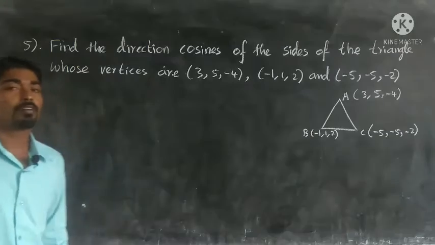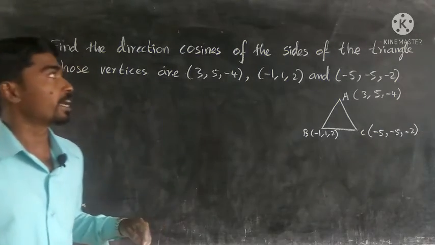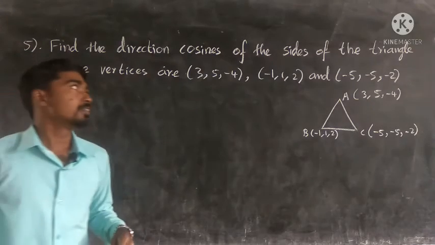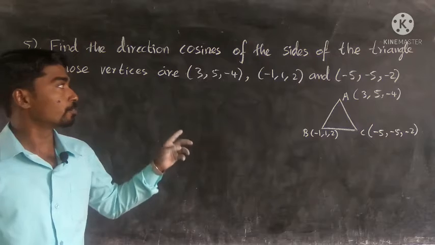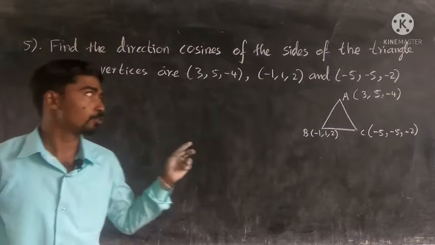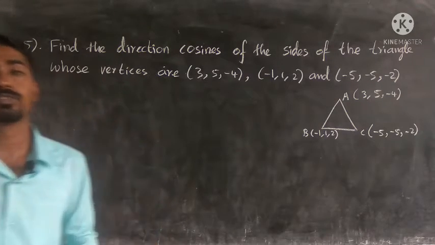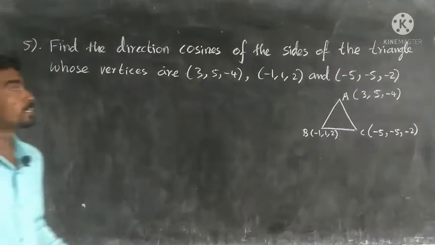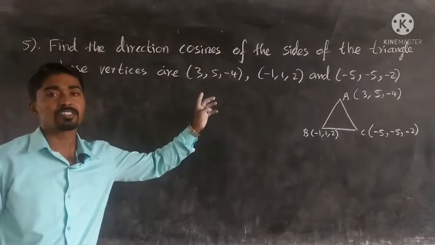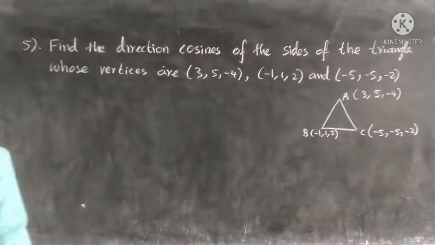Last question, question number 5. Find the direction cosines of the sides of the triangle whose vertices are (3, 5, -4), (-1, 1, 2) and (-5, -5, -2). To find the direction cosines of the sides, first we are going to find the direction ratios of the sides of the triangle.